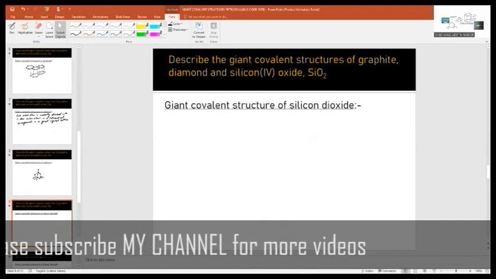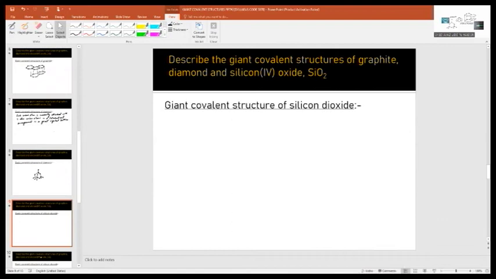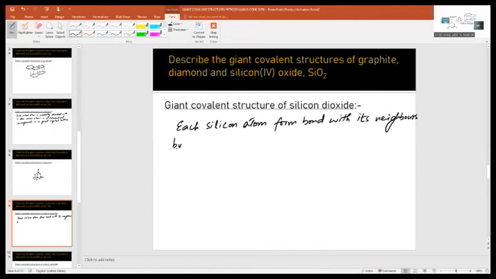Giant covalent structure of silicon(IV) oxide has the same structure as diamond. Each silicon atom forms bonds with its neighbors by an oxygen atom.